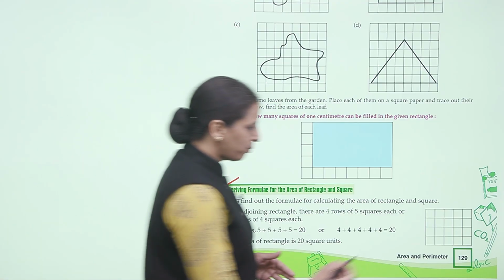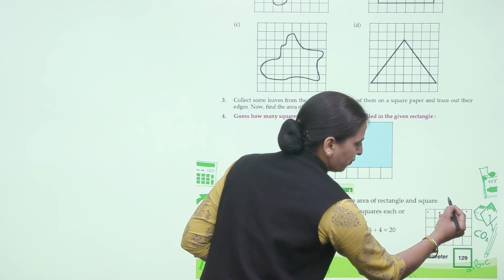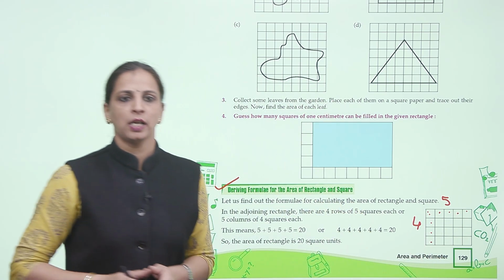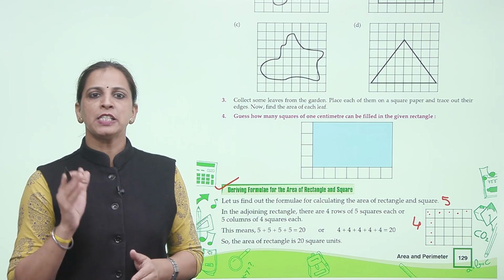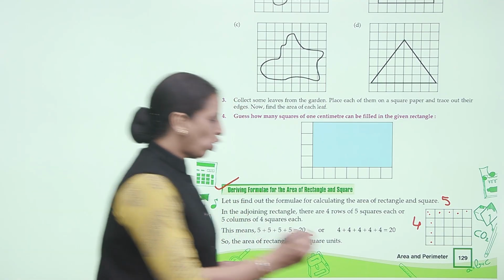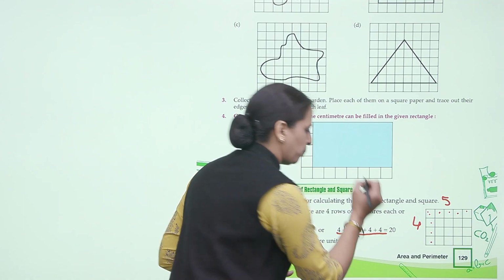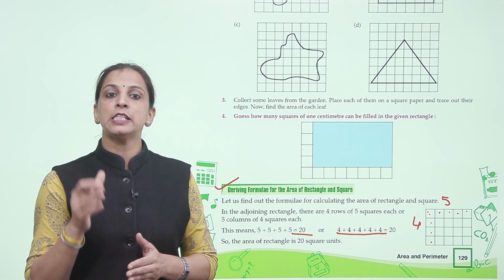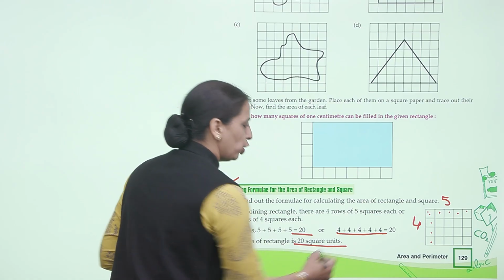तो यहाँ पे हमारा 1, 2, 3, 4, 5. 1, 2, 3, 4. This means 5 plus 5 plus 5 plus 5 is equals to 20 or 4 plus 4 plus 4 plus 4 plus 4 is also equals to 20. So the area of rectangle is 20 square units.